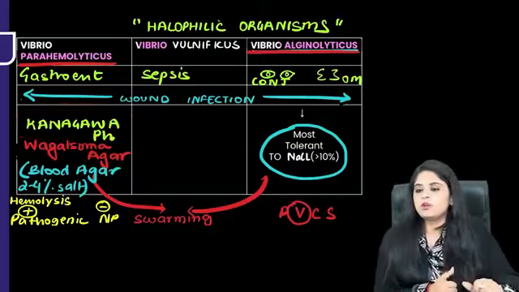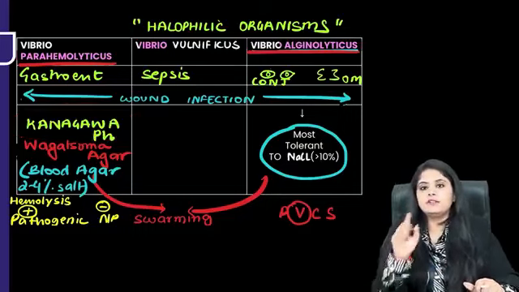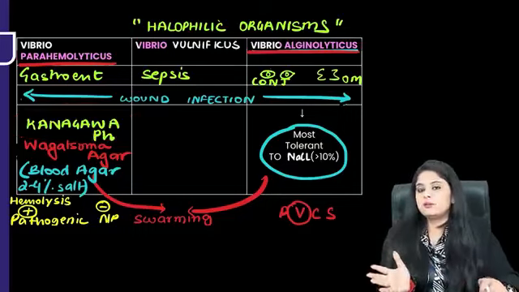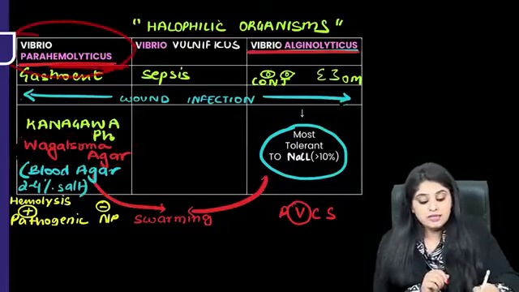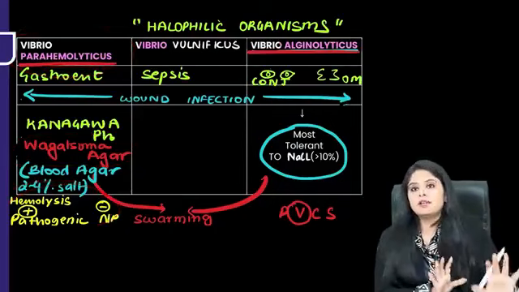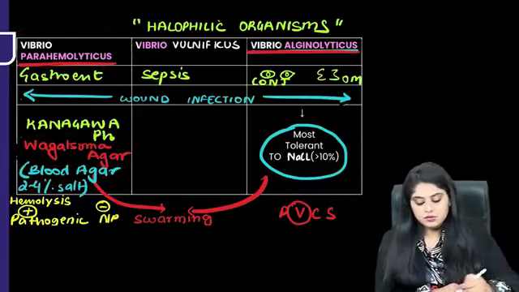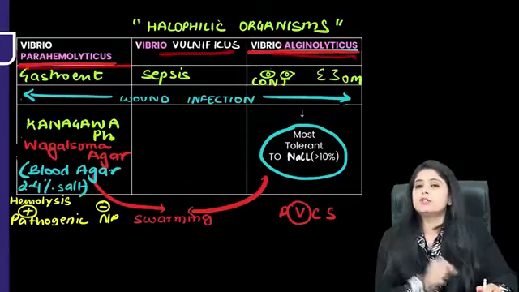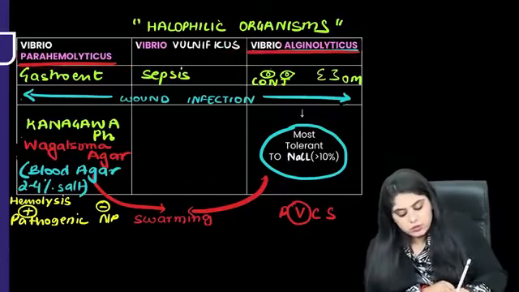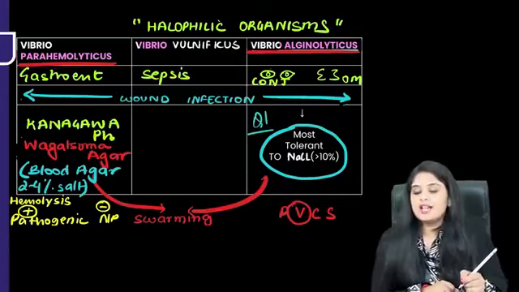Repeating, what is the Kanagawa phenomenon? You take a blood agar, if it breaks it, it is pathogenic. If it doesn't break it, it is non-pathogenic. What is that agar? Known as Wagatsuma agar, and only the hemolyticus will show you this hemolytic feature, right? So simple. This is the story of the salt-loving Vulnificus, Alginolyticus, parahaemolyticus. Most expected question. Question 1, most tolerant to salt? Ajinomoto, Alginolyticus.